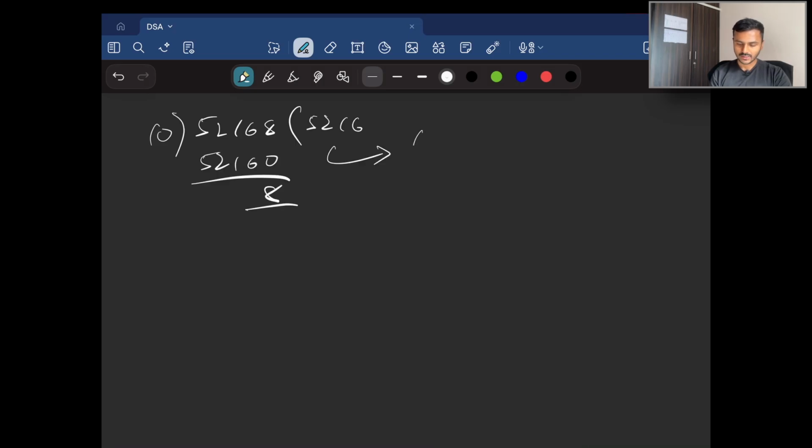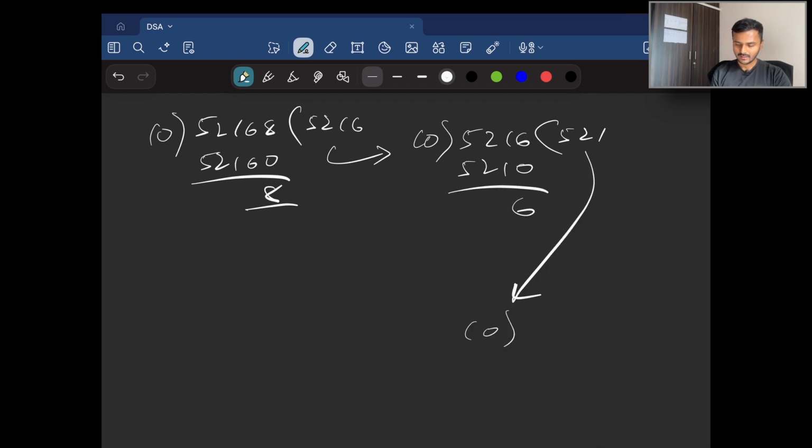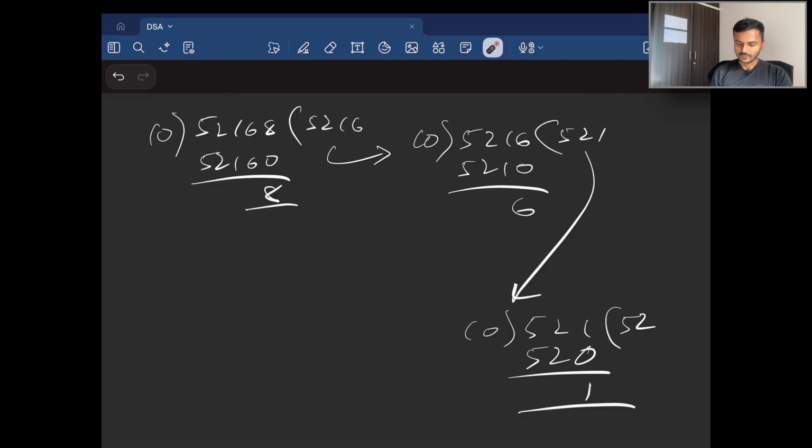Then we take that quotient and we divide that by 10 again. So this will give us 521 as the quotient and 6 as the remainder. And then you take this and divide by 10 again. So you will get 52 here as a quotient and 1 as the remainder. So this way you'll be able to get the last digit, the second last digit, and the third last digit of the original number. And once you have these 3 digits, you can just add them together, right?